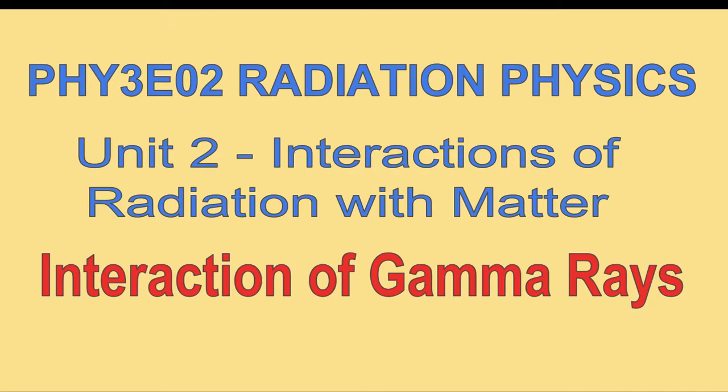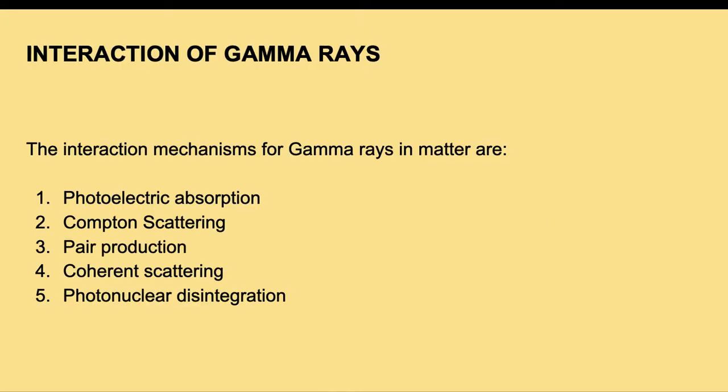In the topic interaction of radiation with matter, in this class, we will discuss interaction of gamma rays. The interaction mechanisms for gamma rays in matter are: 1. Photoelectric absorption, 2. Compton scattering, 3. Pair production, 4. Coherent scattering, and the fifth one, photonuclear disintegration.